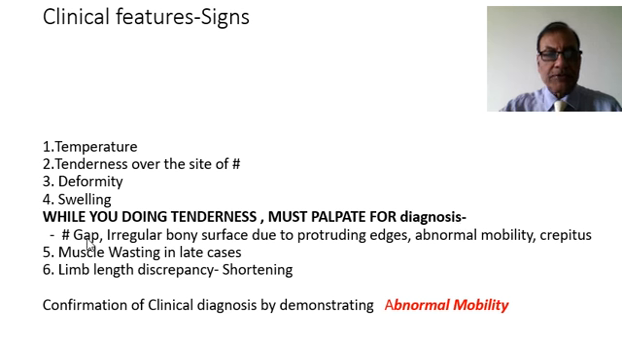They are fracture gap, irregular bony surface due to protruding edges, or this is called maybe step sign, abnormal mobility, and while the fragments are moving over one another, you may feel the crepitus. They are the cardinal signs of fracture. The muscle wasting in late cases and limb length discrepancy as described in the inspection part. You will be putting your thumb over the bony points and then demonstrating it is short. Remember, confirmation of clinical diagnosis is most of the time with the abnormal mobility.